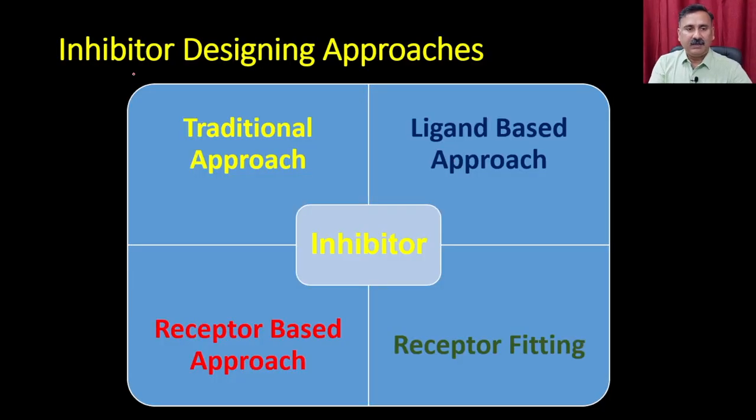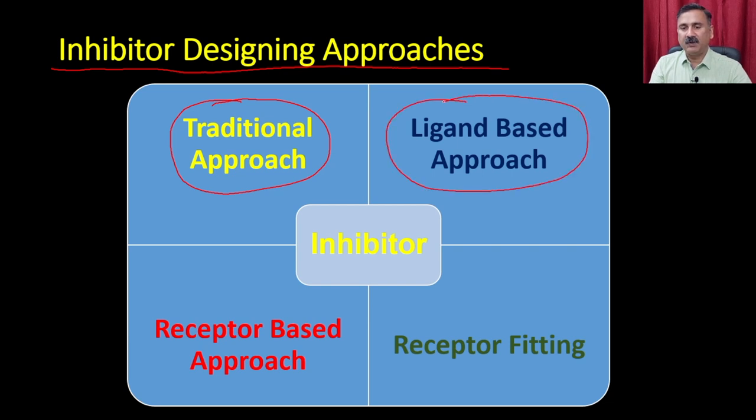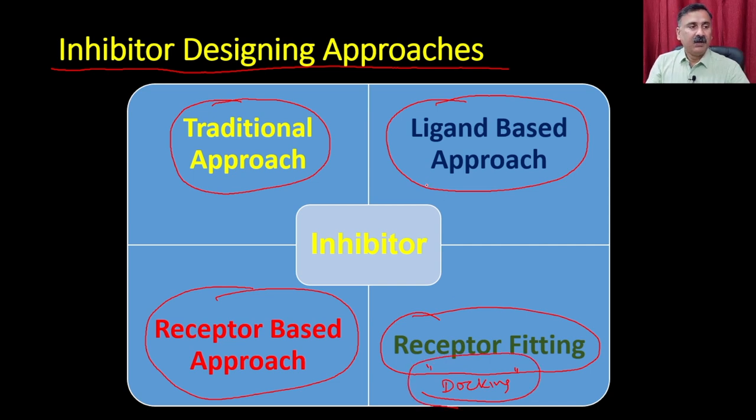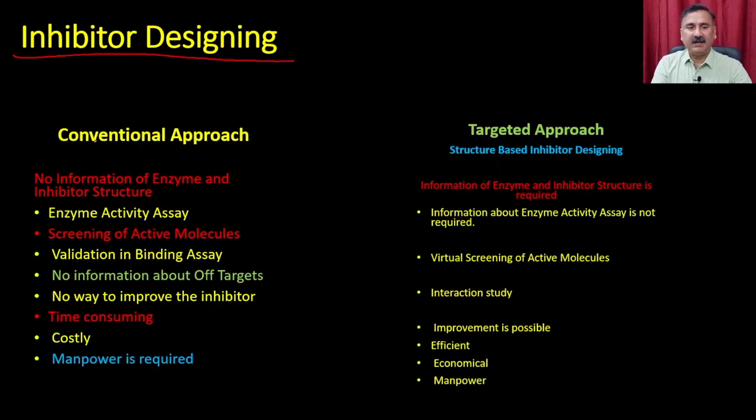Now, when we talk about the inhibitor designing approach, you can have four options. One is the traditional approach. You can have the ligand-based approach, the receptor-based approach, and the receptor fitting, or I will say the computational approach where you use docking and related software. So what is the difference between the traditional approach and the modern or targeted approaches? All these three are targeted approaches, whereas in the traditional approach you have no information about the enzyme or the structures.